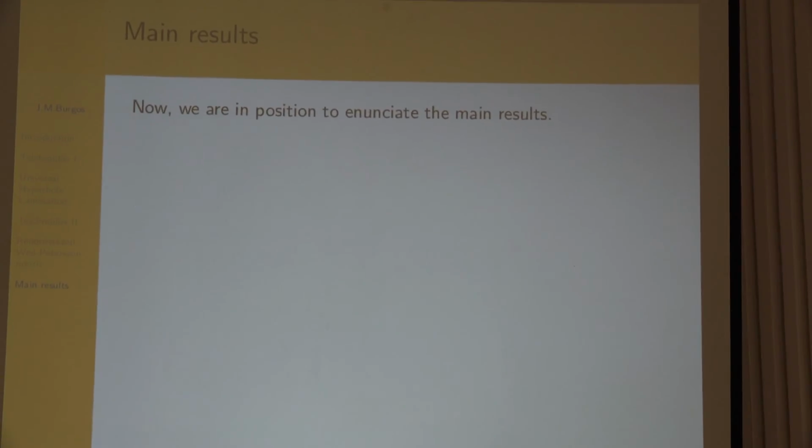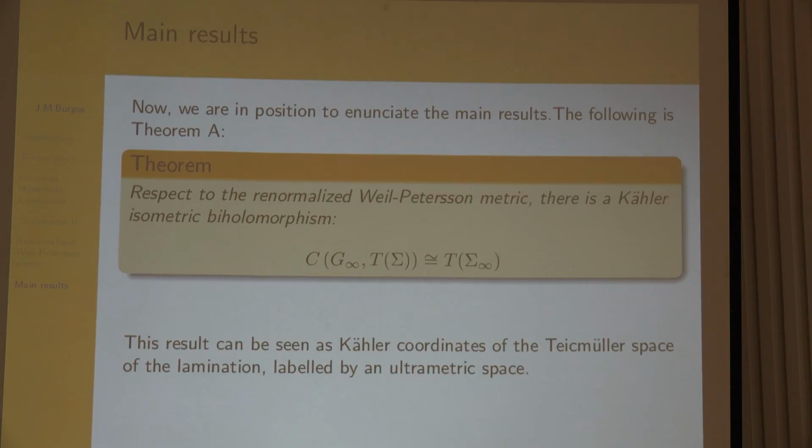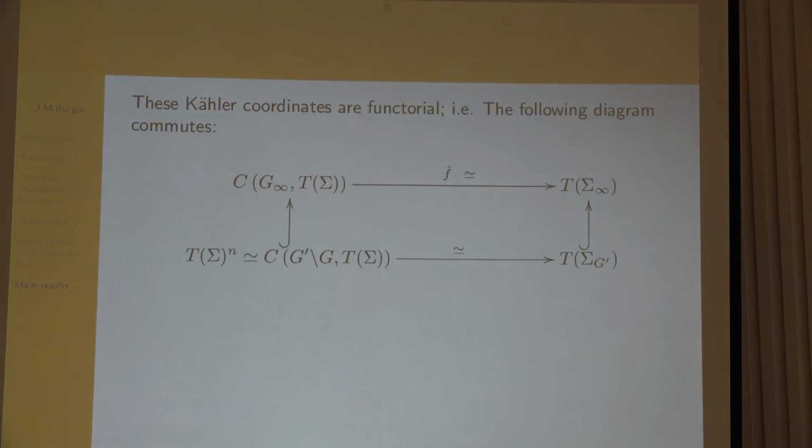And finally, we are in a position to enunciate our main results. Theorem A, the one I talked about in the introduction: with respect to the renormalized Weil-Petersson metrics, there is a Kähler isometric biholomorphism. This result can be seen as Teichmüller-valued Kähler coordinates of the Teichmüller space of the lamination. And these coordinates have the very nice property that they are functorial with respect to the inverse limit maps.